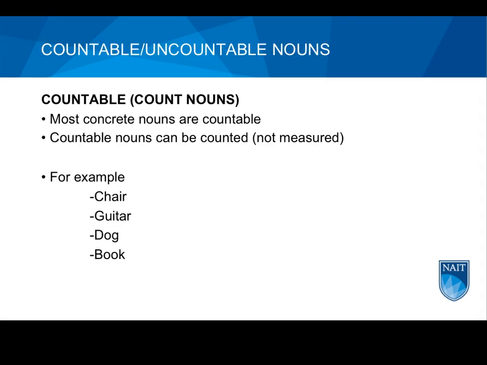The last way that we classify nouns is as countable or uncountable nouns. Most concrete nouns are countable. We call them countable nouns because they can be counted. In other words, we could say there's 1, 2, 3, 4, 5 of them. For example, we could have 1 chair, 2 guitars, 3 books, 4 dogs. These are all countable nouns. This is significant because we can also, with countable nouns, make them into plurals. If they are regular nouns, we make the plural by adding an S. And if it's an irregular noun, we look up in the dictionary how to change it into its irregular plural form.